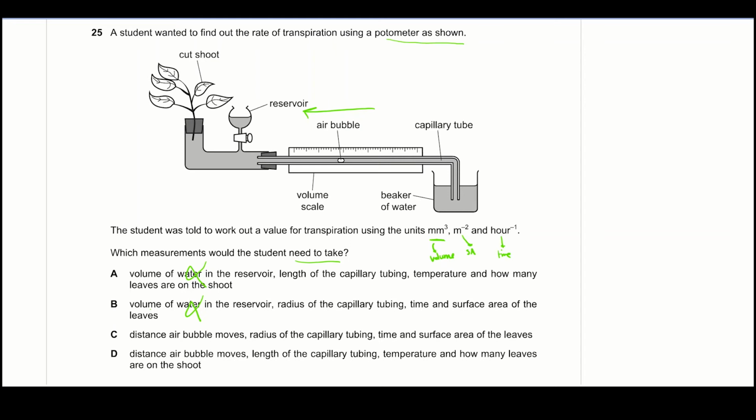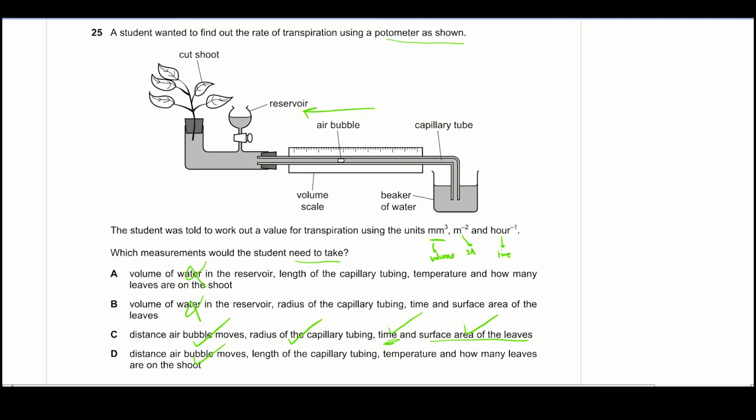C, distance air bubble moves, as we mentioned, this is correct. Then, for C is the radius of the capillary tubing and it's measured in millimeter cubed. Time, as we know, per hour, this is correct. And surface area of the leaves, we know that we have here meter cubed, so this is also going to be correct.